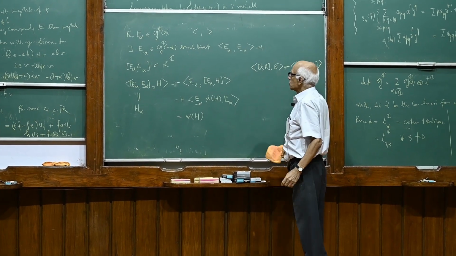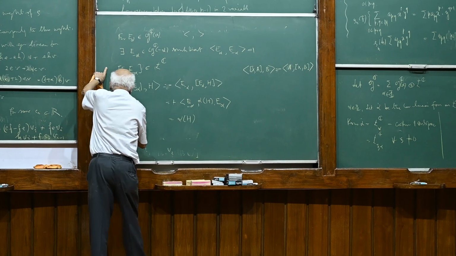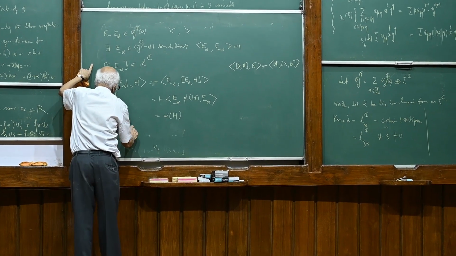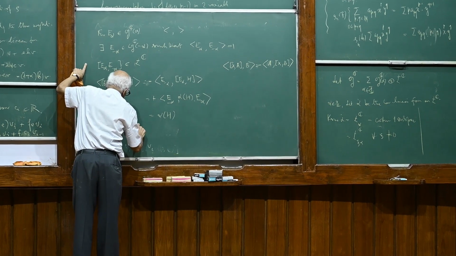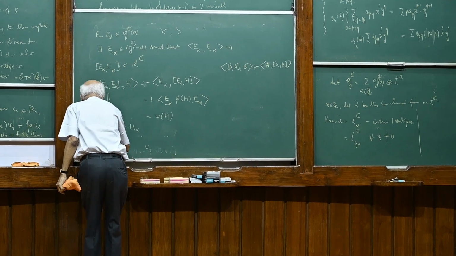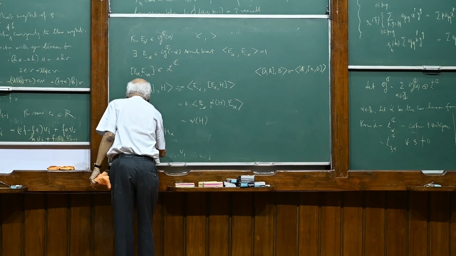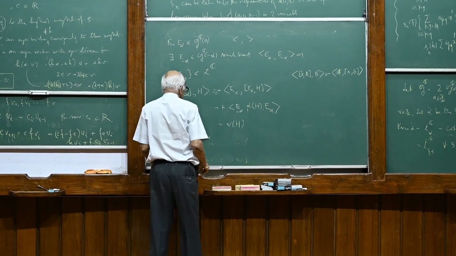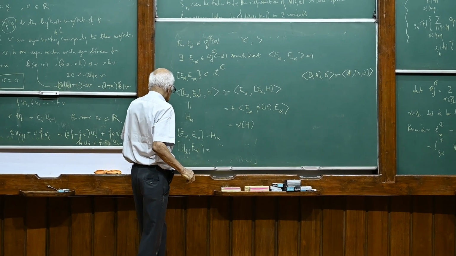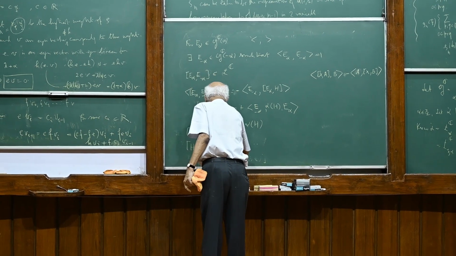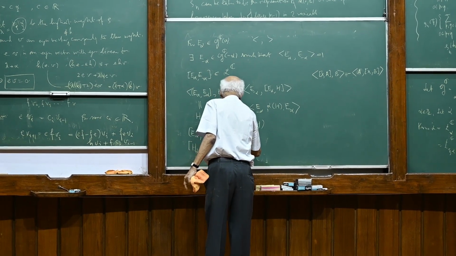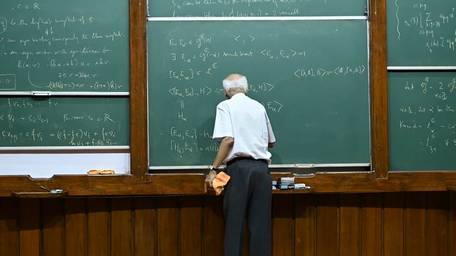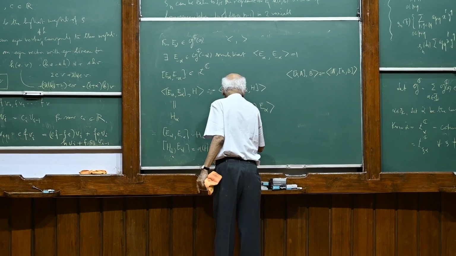So, all this goes on to show that E alpha, E minus alpha is H alpha. Then H alpha with E alpha is alpha H alpha times E alpha, and the bracket of H alpha with E minus alpha is minus alpha H alpha times E minus alpha.